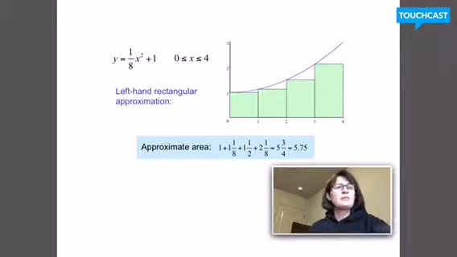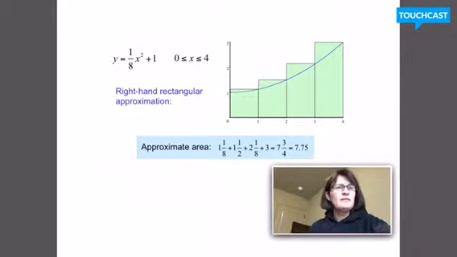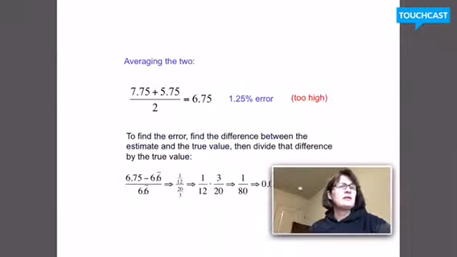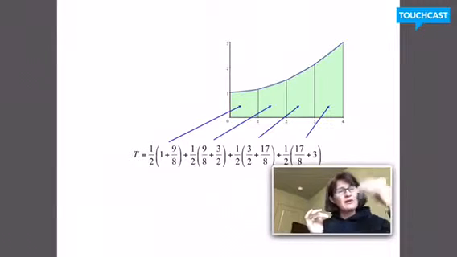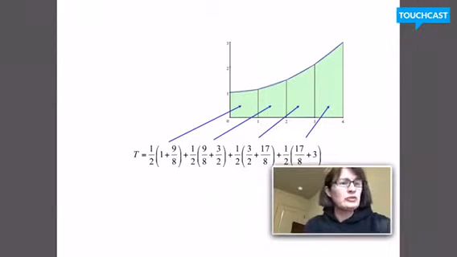Notice here, this is a picture of a left-hand approximation. Here's the right-hand approximation. What if, instead of using rectangles, which either happen to always overestimate or always underestimate this curve, what if I connected the left corner and the right corner and I made trapezoids?